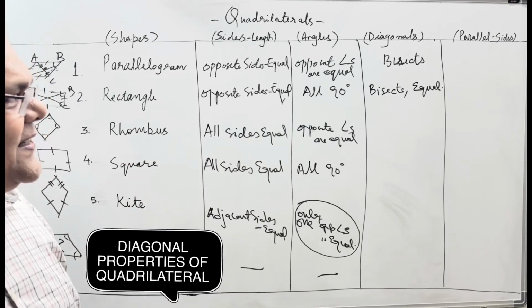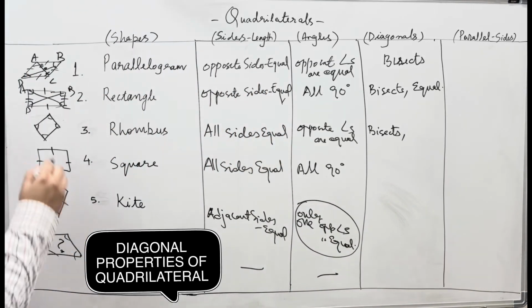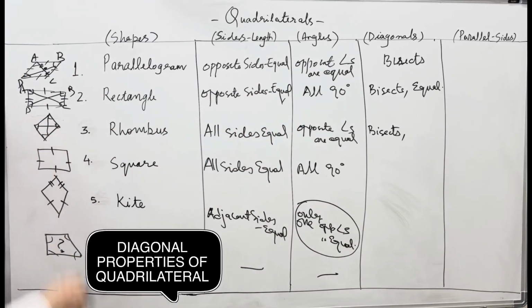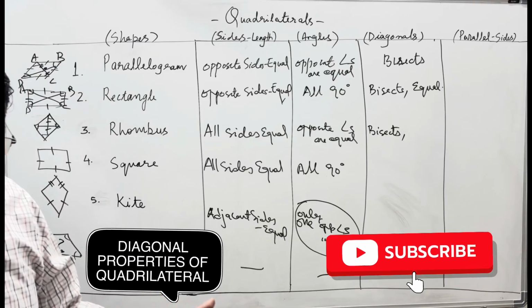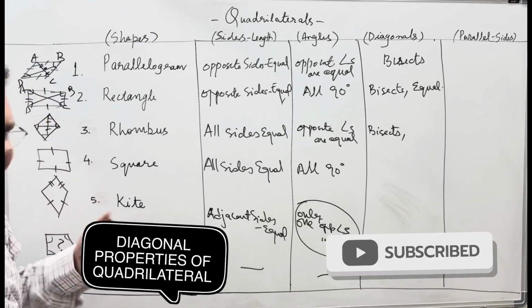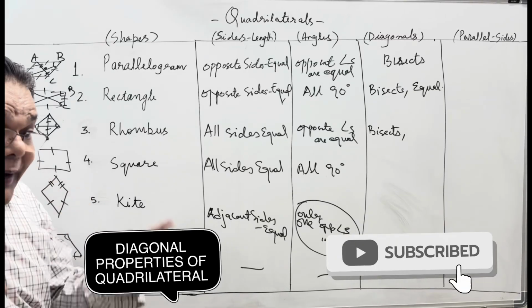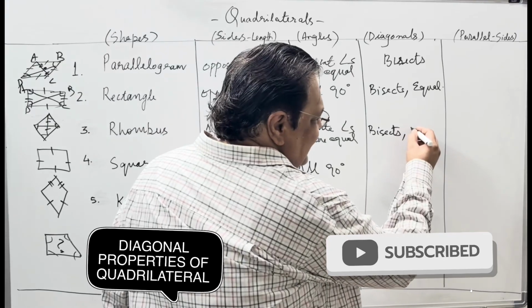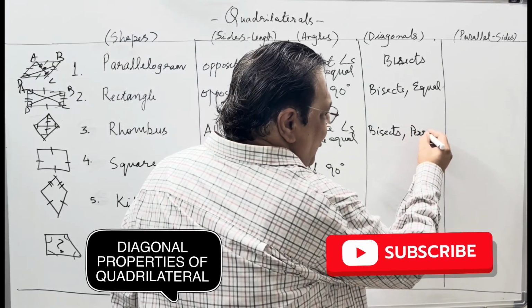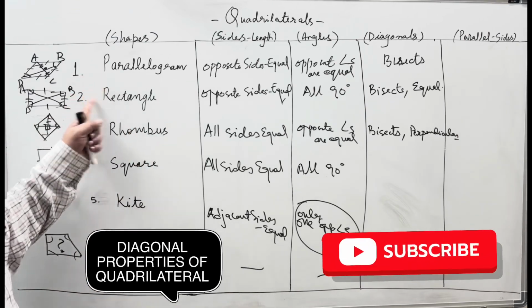What about rhombus? In rhombus, when you join the vertices, the diagonals bisect each other, same as parallelogram. Rhombus is also a parallelogram, so obviously it has that characteristic. That means there also it bisects. But the diagonals bisect at 90 degrees. So bisect and perpendicular also. This is 90 degrees, which is not the case for the earlier shapes.